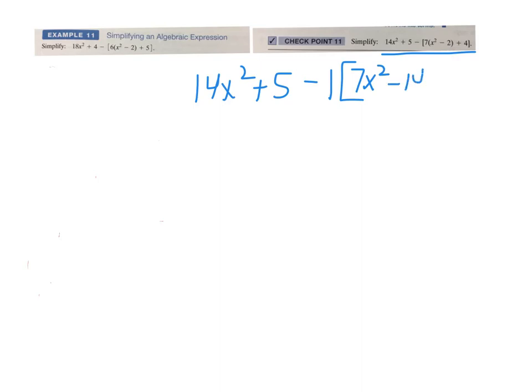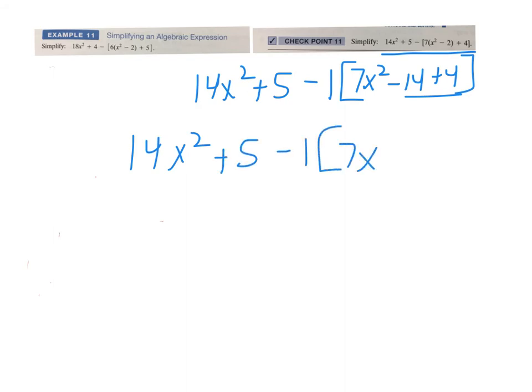Let's take a look at this problem. I'll start inside the brackets. So I'm going to have a 14x squared plus 5, and I'm going to put the negative 1 outside the brackets because that's what's there. 7 times x squared is 7x squared minus 14 plus 4. So I remove the parentheses inside the brackets. Now I can combine my like terms in the brackets. So I still have 14x squared plus 5 minus 1, 7x squared minus 10.